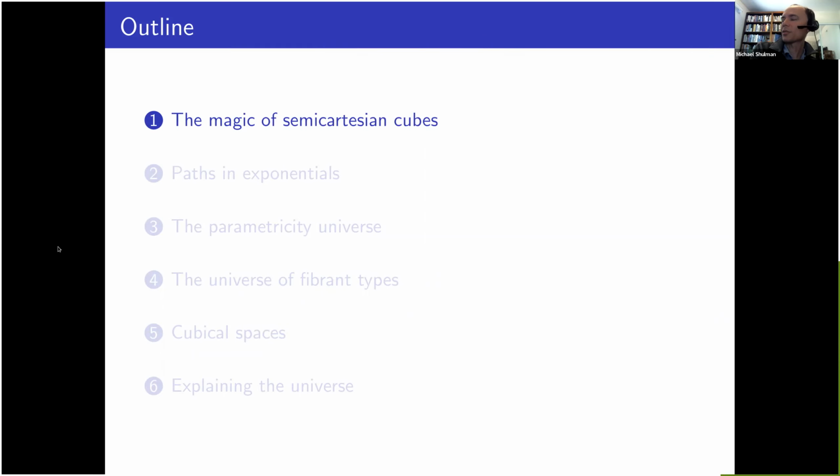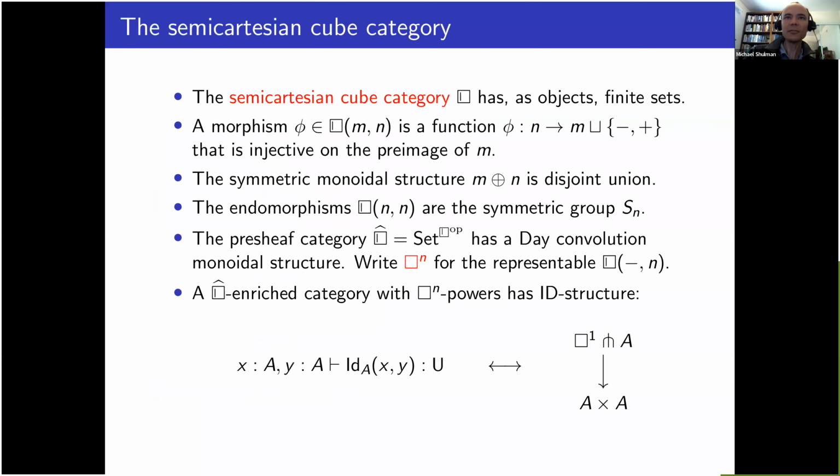I remember when I was first learning algebraic topology, I was kind of blown away by how magical simplicial sets were. Simplicial sets are much better behaved homotopy theoretically than they have any right to be, than anything has any right to be. And so recently, as I've started working with these semi-Cartesian cubes, I've realized that they are also kind of magical in different ways and better behaved than anything has a right to be. So I hope to convey a little bit of that.